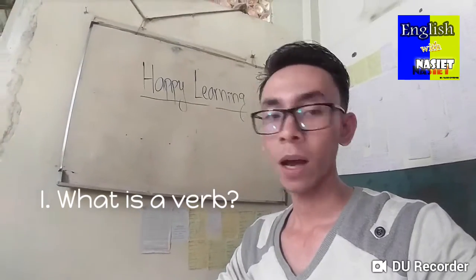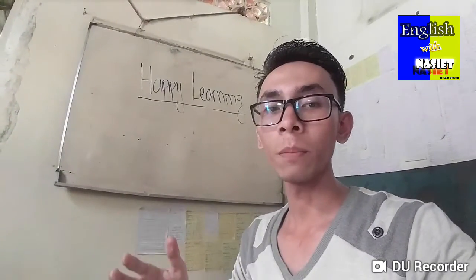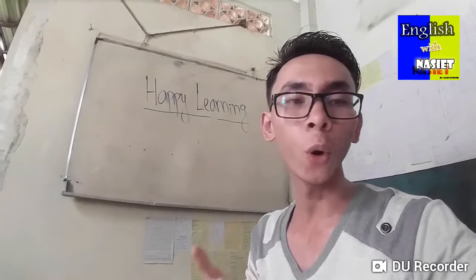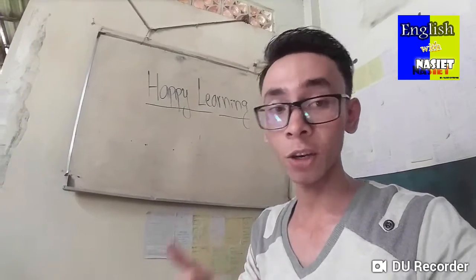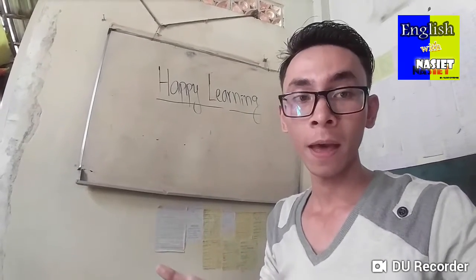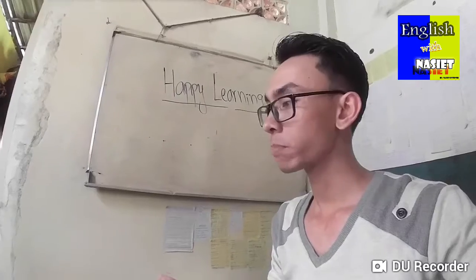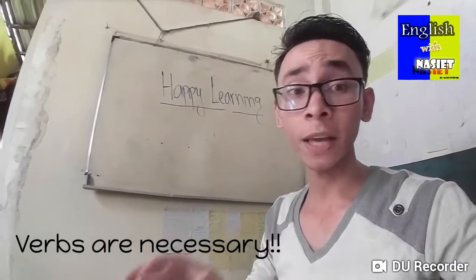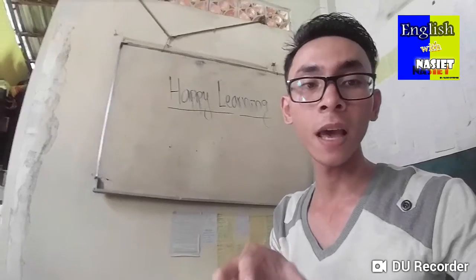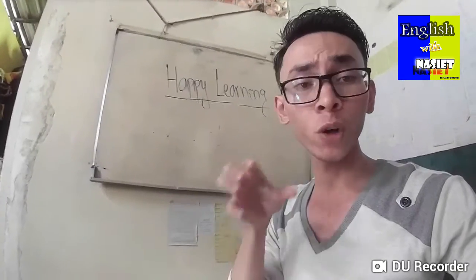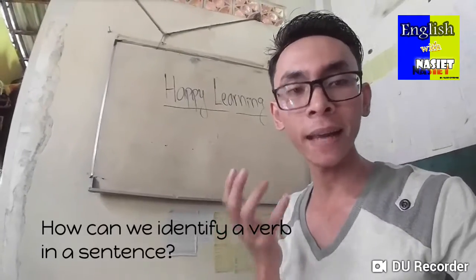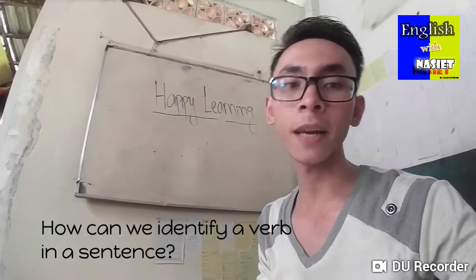What is a verb? A verb is a word form that is used in order to describe an action such as walk, talk, run, cycle, appear, sing, drink, eat, and etc. And you know what? Verbs are necessary in every sentence because without the presence of a verb, the sentence cannot be complete or fully understood. And the question is, how can we identify a verb in a sentence?